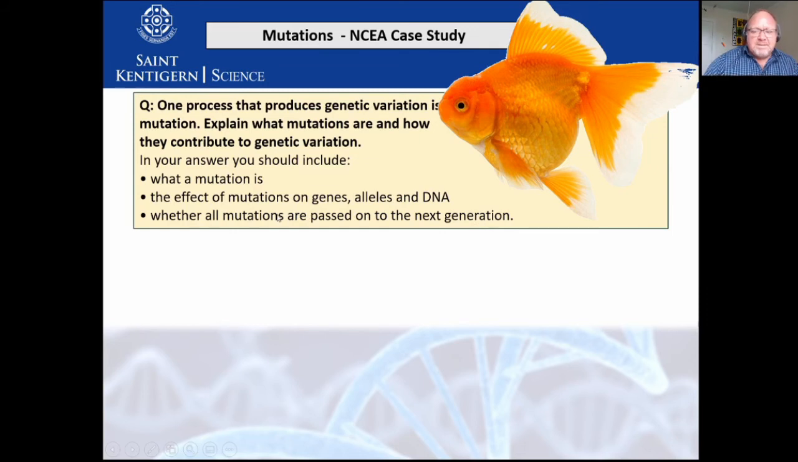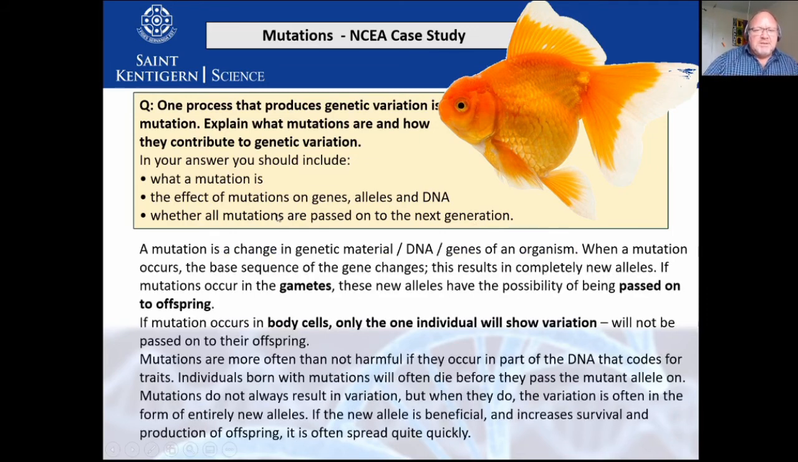Okay, so let's see. The mutation is a change in genetic material. When a mutation occurs, the base sequence of the gene changes. This results in completely new alleles. If the mutation occurs in the gametes, these new alleles have the possibility of being passed on. If a mutation occurs in the body cells, only the one individual will show that variation. In other words, it will not be passed on to their offspring.